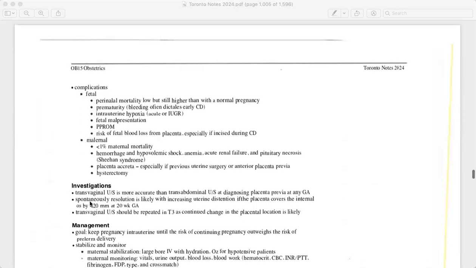Complications include mortality, prematurity, intrauterine hypoxia, malpresentation, and PPROM. So it leads toward all of those things where the blood is compromised, leading towards the fetus having less blood supply. So hypoxia, malpresentation, prematurity, death are these things. But in the mother, there is hypovolemic shock, because the bleeding is there, so shock could be one of the most important things. Then placenta accreta and hysterectomy could be needed.